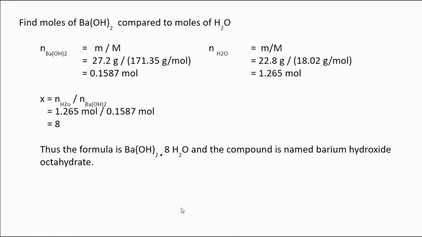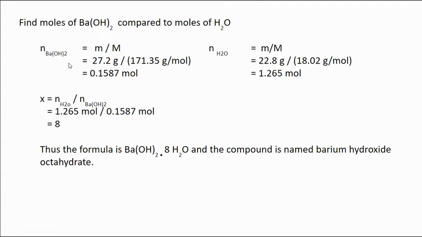Okay, now the second question was asking, for every one barium hydroxide, how much water is trapped? Again, barium hydroxide and water have two very different molar masses. So we're not going to compare the masses directly. We want to compare the amount in moles. Whenever we look at chemical formulas, we're comparing the amount in moles of each element.